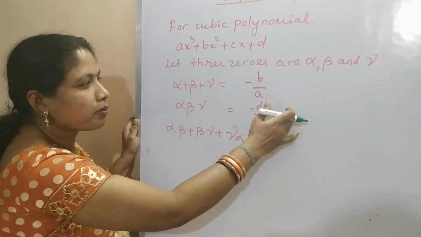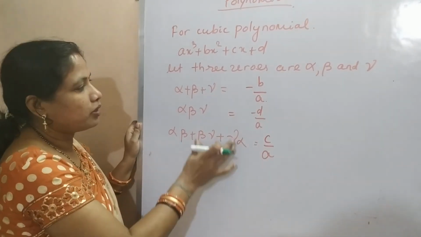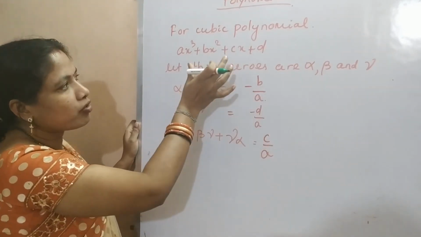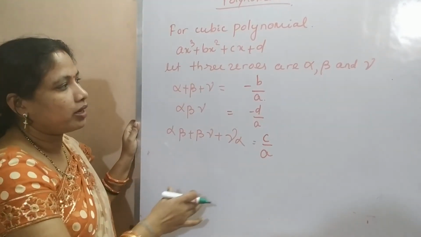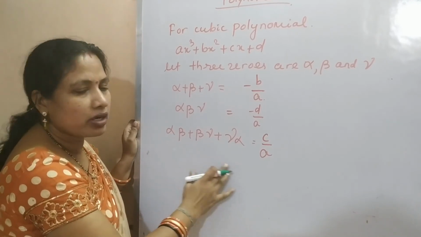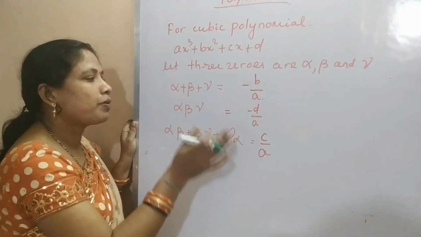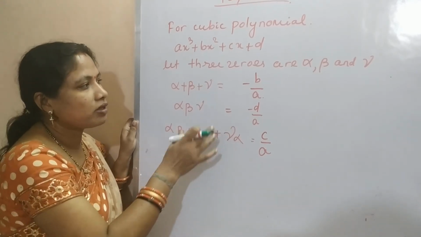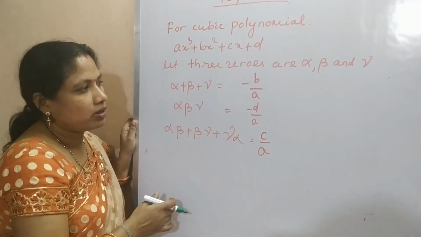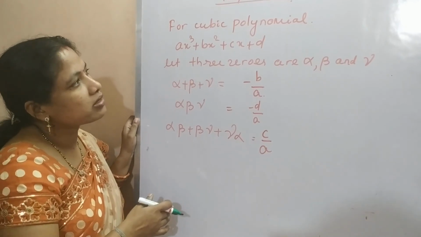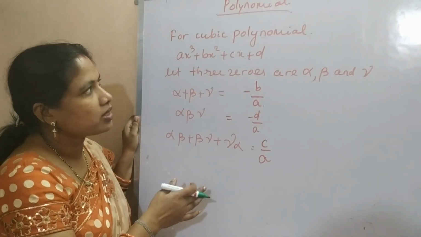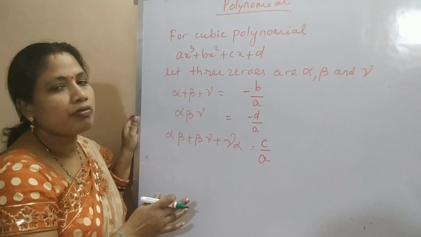Just you have to remember this relationship between 3 zeros and the coefficients of a cubic polynomial. The verification is not in your syllabus, so you have to remember this relationship and apply this in solving the problems related to it. So this is all about the relationship between zeros and the coefficients of polynomials.